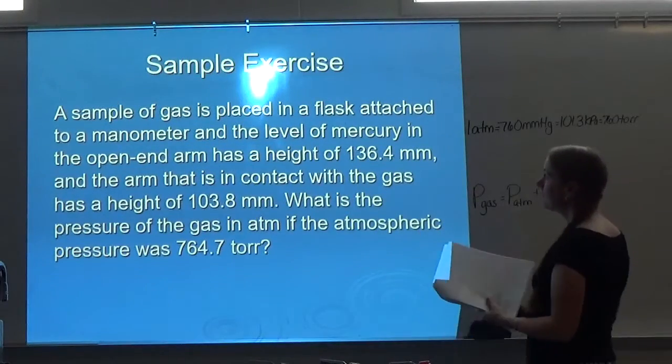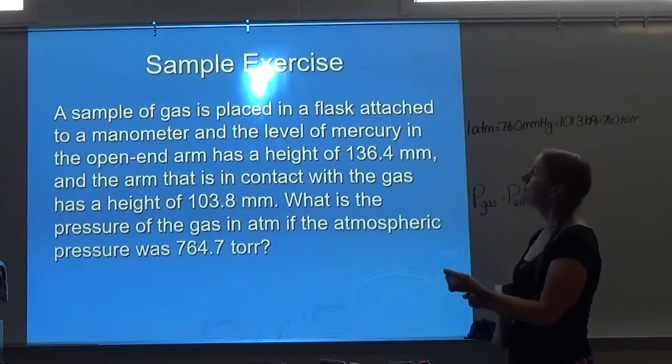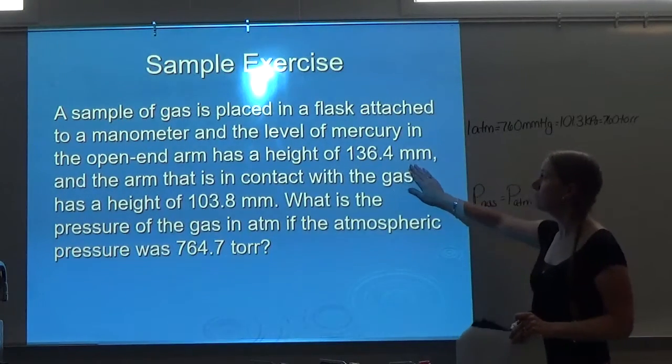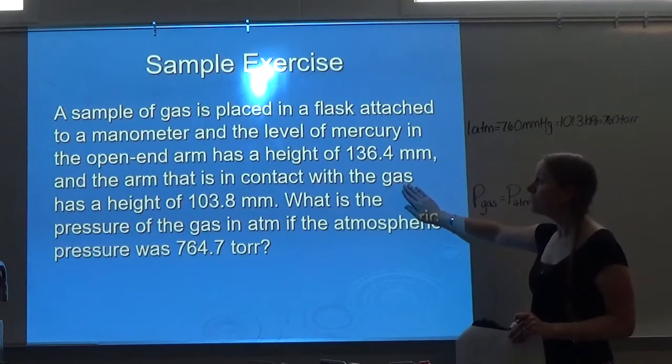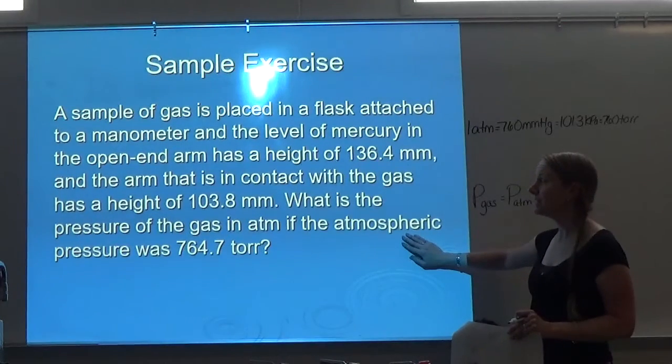So it says, a sample of gas is placed in a flask attached to a manometer, and the level of mercury in the open end arm has a height of 136.4 millimeters. And the arm that is still in contact with the gas has a height of 103.8 millimeters. What is the pressure of the gas in ATM if the atmospheric pressure was 764.7 torr?